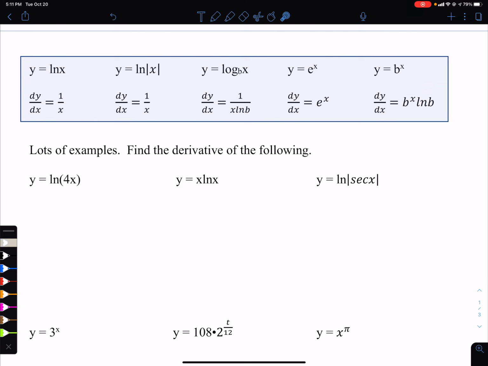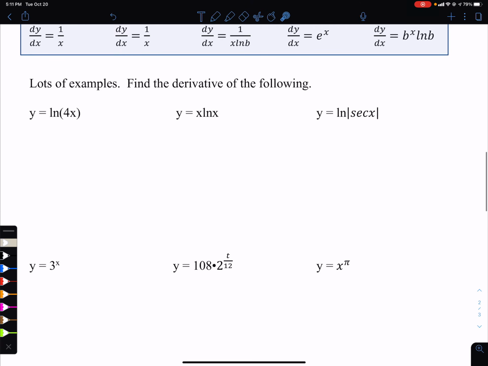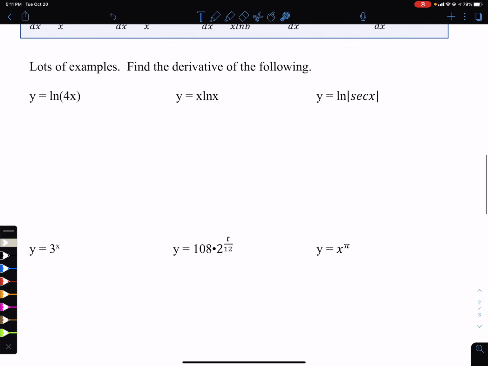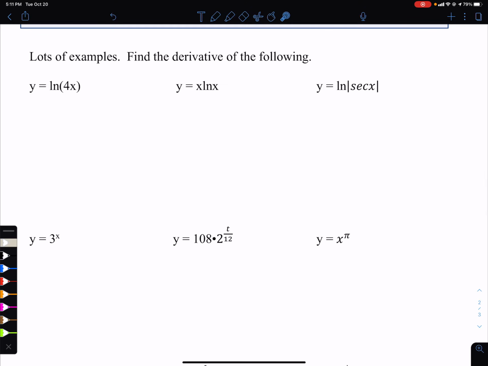So those are 4 new derivatives that you have to know. So basically this chapter is working with new derivatives. All the rules of product rule, quotient rule, chain rule will all apply. And we're just going to be building on our vocabulary list or our derivative list. So let's do a bunch of examples. And we'll start with this one.